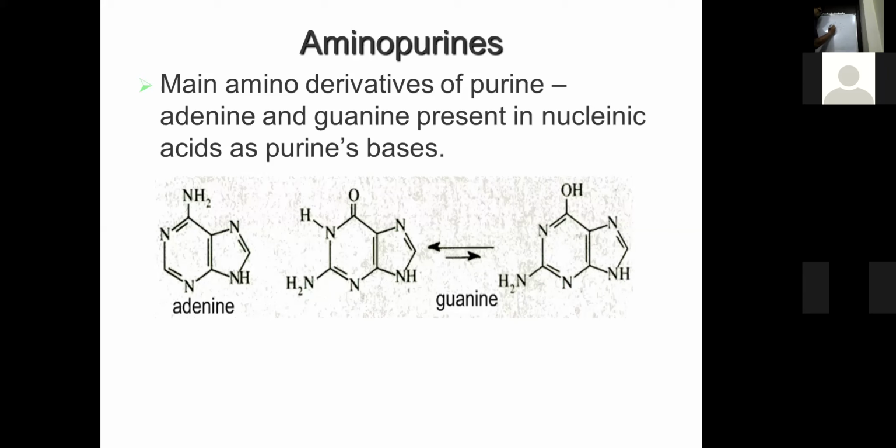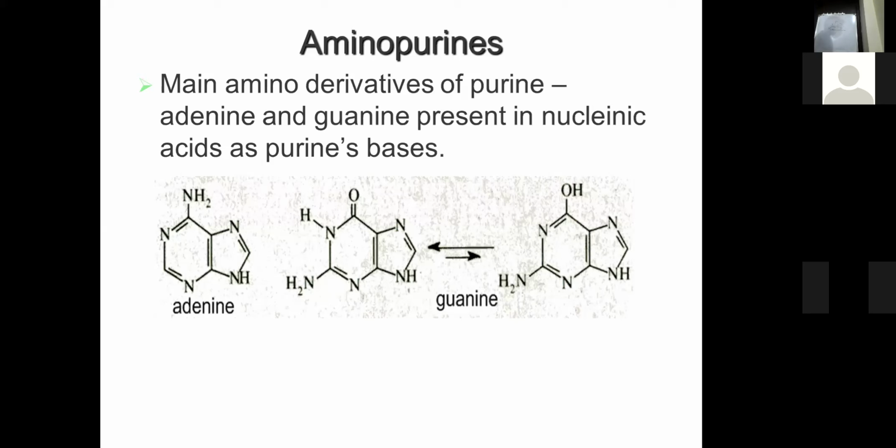Guanine is nothing but 2-amino-6-oxopurine derivative. If this guanine undergoes keto-enol tautomerism, the carbonyl gets converted into the corresponding double bond and OH. So guanine undergoes keto-enol tautomerism.